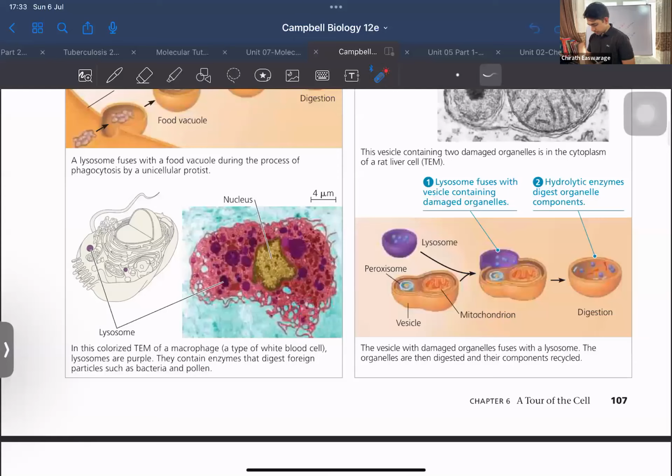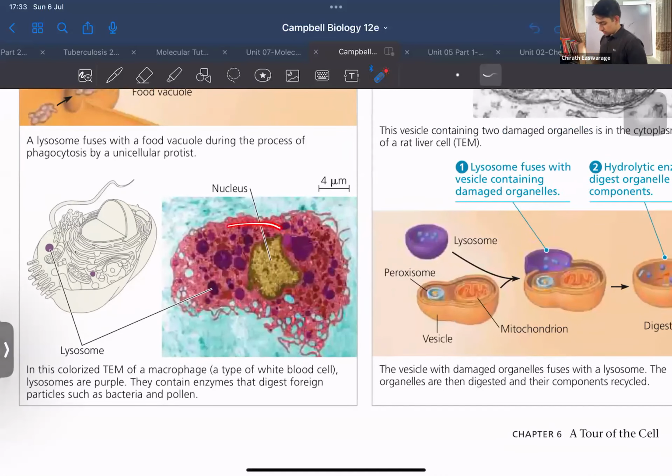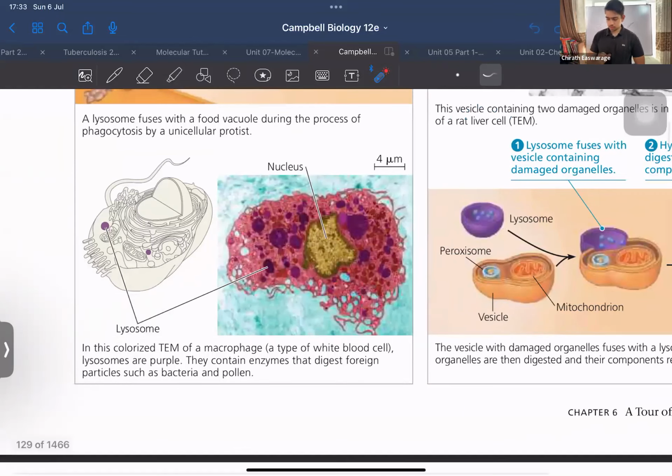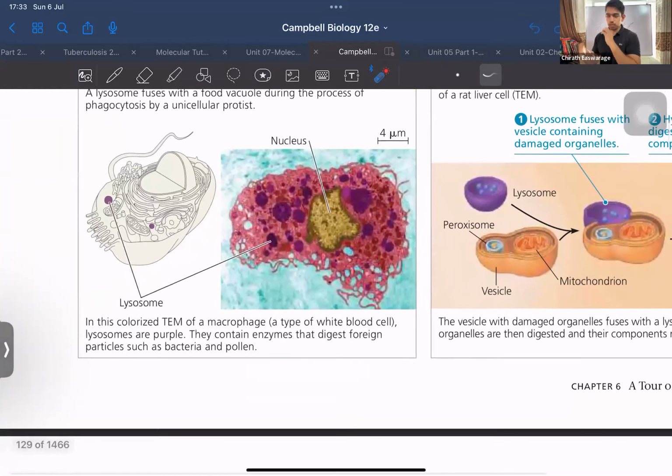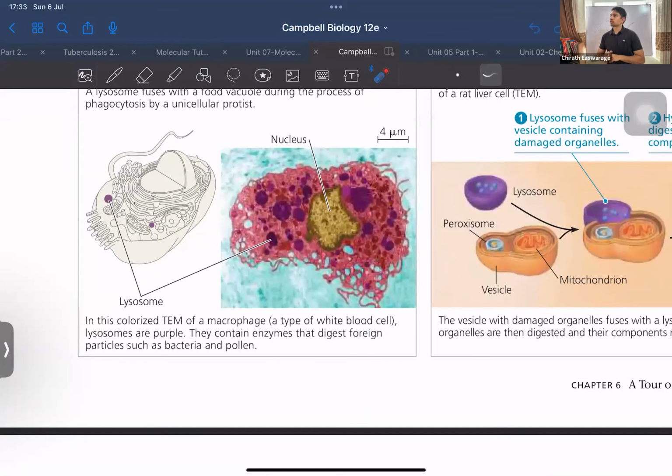So one of the best examples is your white blood cells. This is a white blood cell, right? It's a macrophage, one of the biggest. It's a defensive cell, right? White blood cells make up a part of the immune system. So how do these macrophages do this immunity? They eat everything, right?